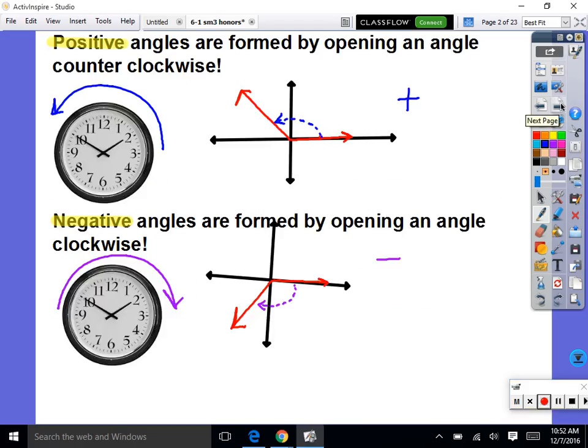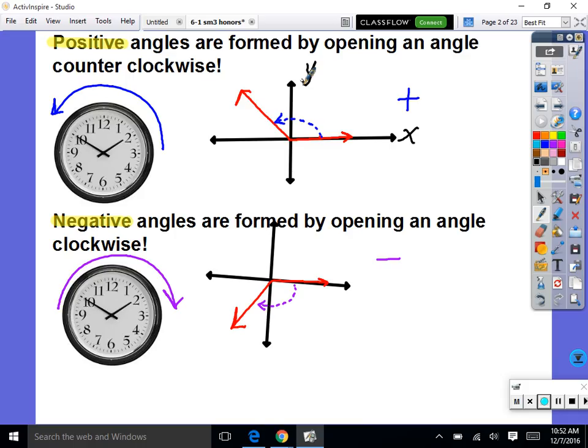Positive angles are created when you go counterclockwise. So here's a clock. Think about a clock going backwards. Counterclockwise, that's in standard position. So we have a standard position, an XY chart here. We're going to be creating angles, and this would be going this way, going counterclockwise. That would create a positive angle.